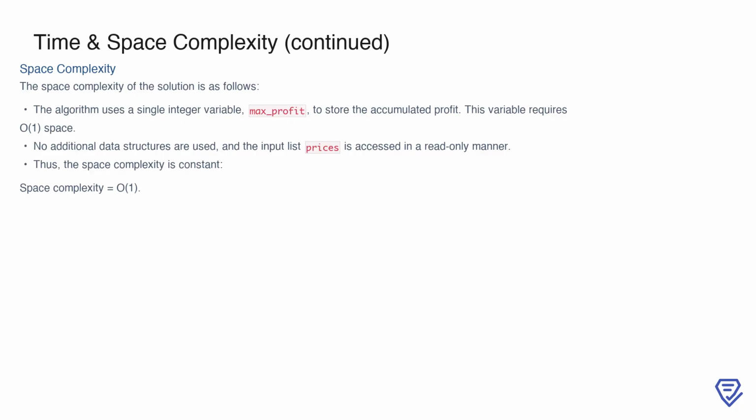Now turning to space complexity, the algorithm is highly efficient in this regard. It uses a single variable, max_profit, to track the accumulated profit. This variable requires a fixed amount of memory, regardless of the size of the input. Furthermore, no additional data structures are used, and the input list prices is only accessed in a read-only manner. Since the algorithm does not allocate any extra memory that grows with the input size, the space complexity is constant. In other words, the space complexity of this solution is O(1).